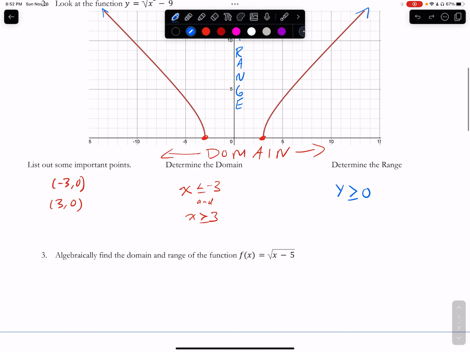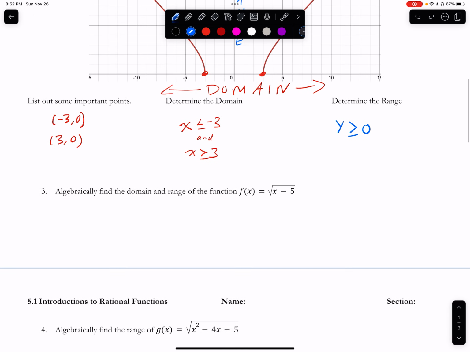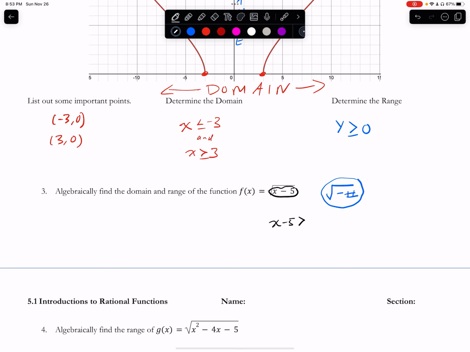Now we're going to take a look at the algebra behind finding the domain and range. What we've noticed here is that underneath this radical is a simple expression, x minus 5. We can't take the square root of a negative number and get a real solution, so this can't happen. What we can do is take this x minus 5 and write an equation: x minus 5 has got to be greater than or equal to 0.